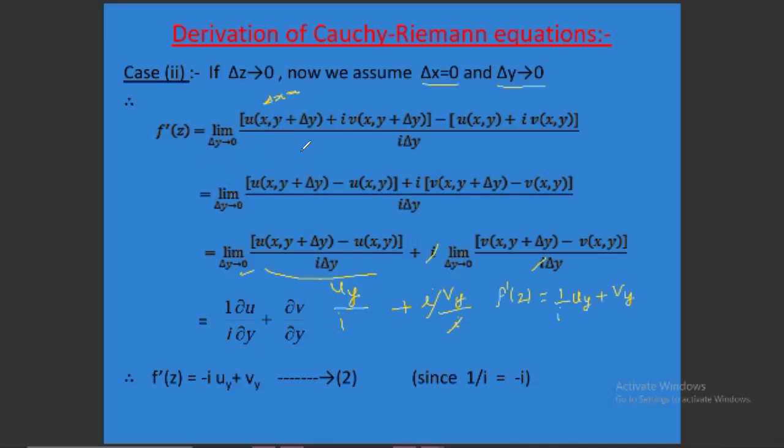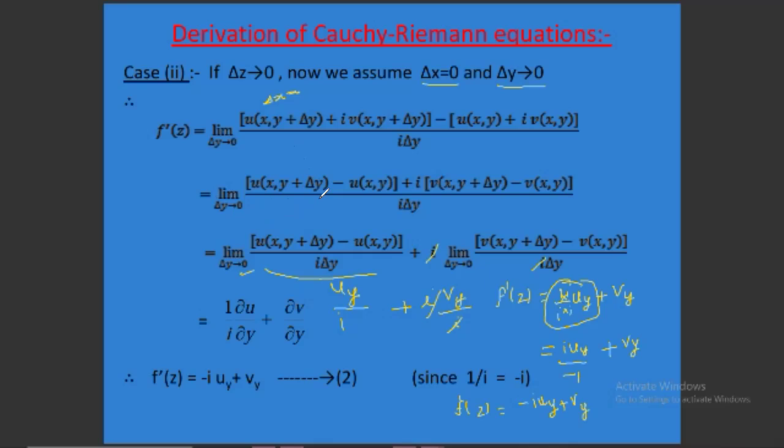Now I am going to rewrite this equation. Since the denominator is i, I am going to multiply and divide it by i. It will be replaced by i times u y, the whole divided by i into i, which is minus 1, plus vy. So f dash of z is equal to minus i uy plus vy.